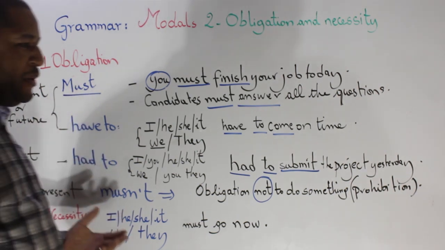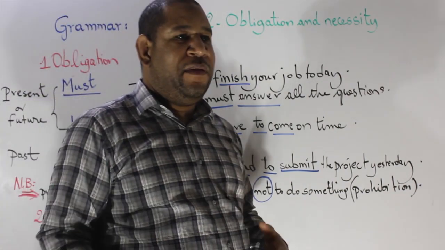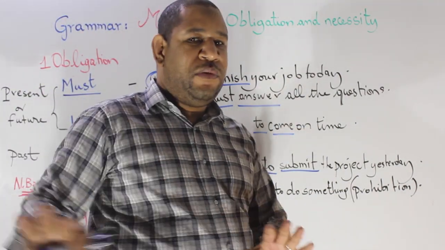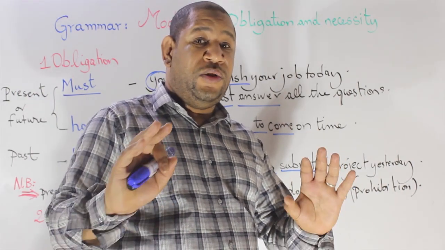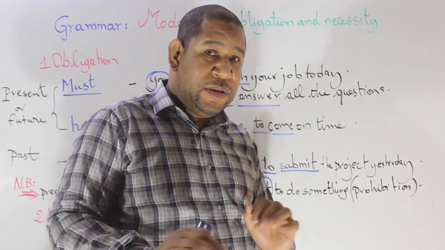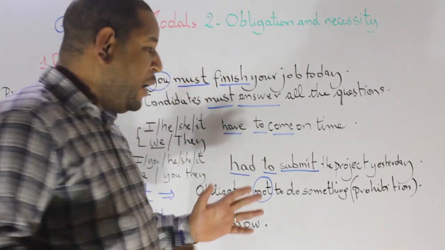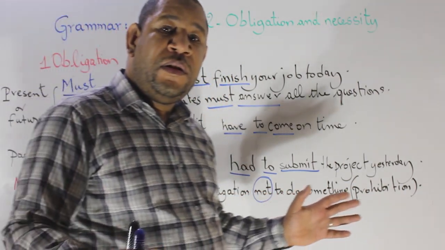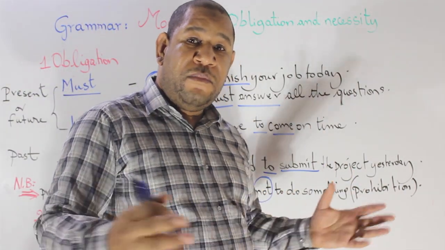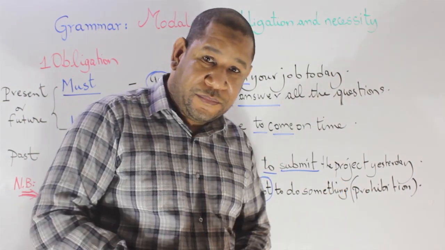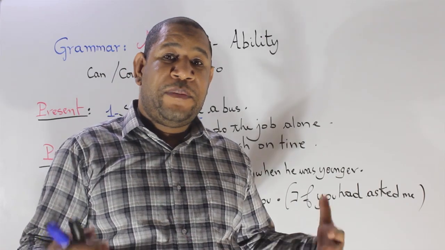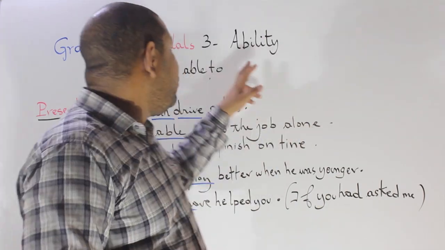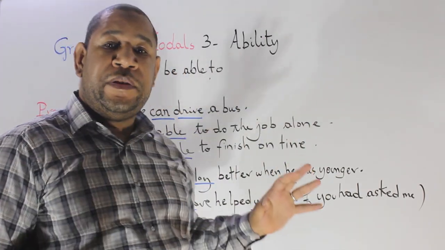There are other uses for have to, for example, if you say I have to go now, etc. But we will not look at that. Now we just concentrate on things that you need for the baccalaureate exam. Okay? And we will move to the next type of modals. Now we move to number 3, or type 3 of modals, and we call them modals of ability.